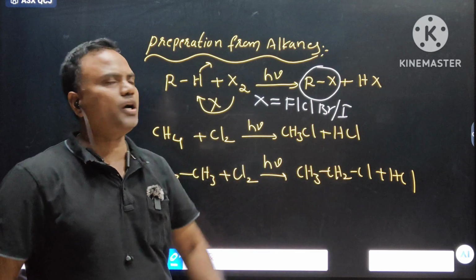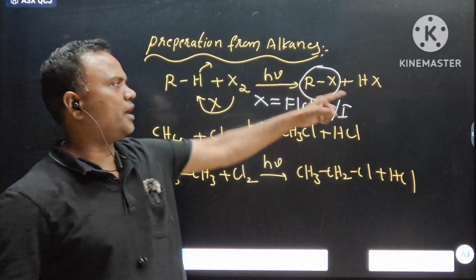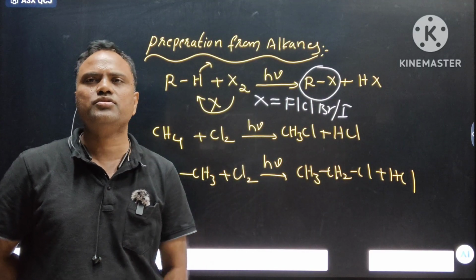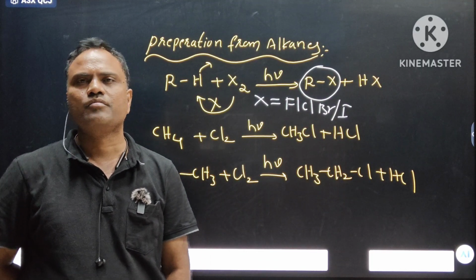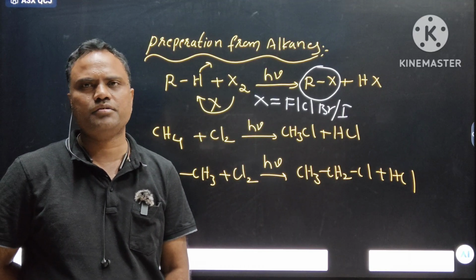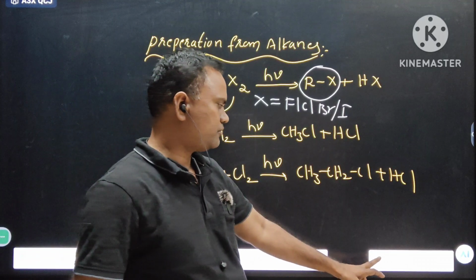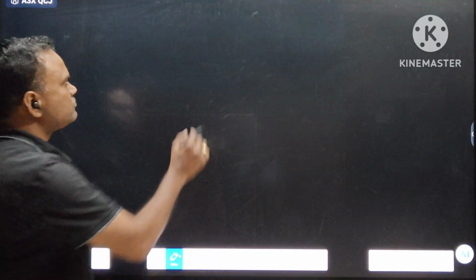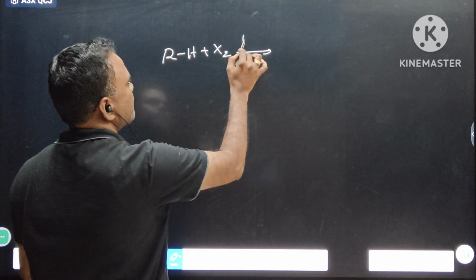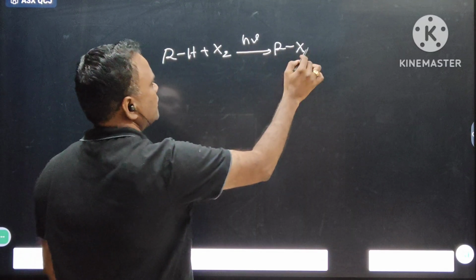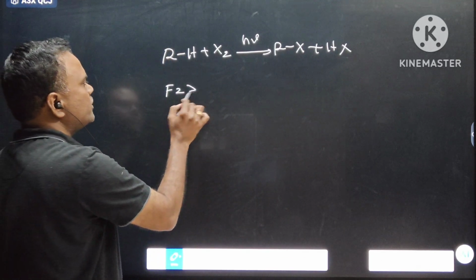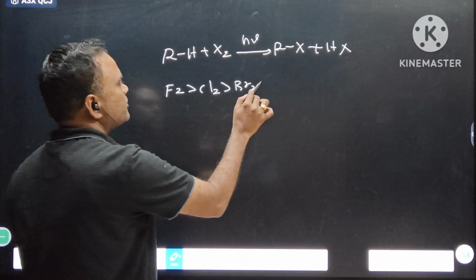Can I prepare iodoalkane? Can I write RI here? Can I take I2 here? Can I get RI, alkyl iodide? That is the only reason, right? Look at this, all of you. Alkane when treated with X2 will give alkyl halide and the byproduct is HX. The order of reactivity of halogens towards alkanes: fluorine is greater than chlorine, greater than bromine, greater than iodine.